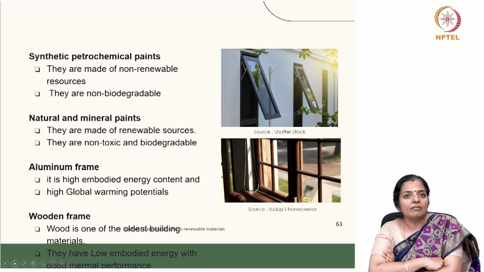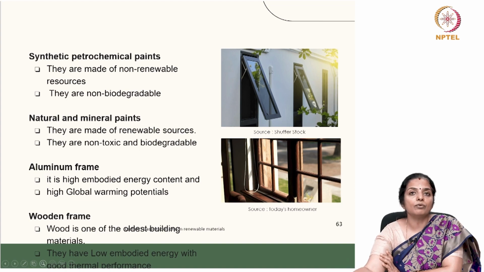Synthetic petrochemical paints are made from non-renewable sources. They are non-biodegradable. Whereas natural and mineral paints are made of renewable sources and they are non-toxic and biodegradable. Aluminum frames have very high embodied energy and very high global warming potential, and wooden frames are one of the oldest building materials mankind has used and are low in embodied energy with good thermal performance.